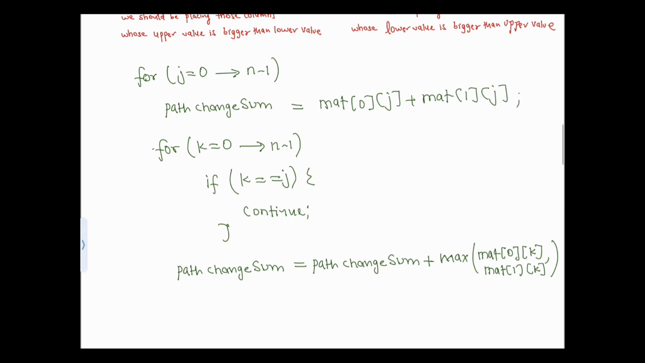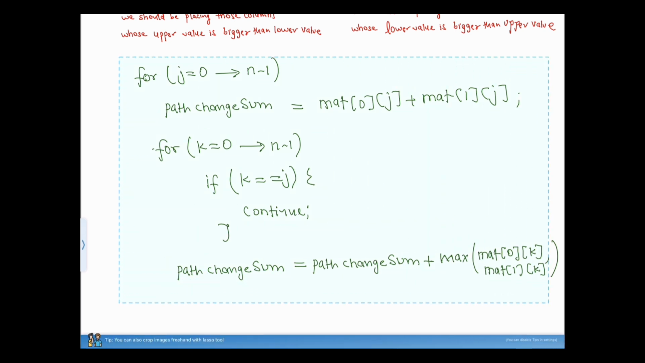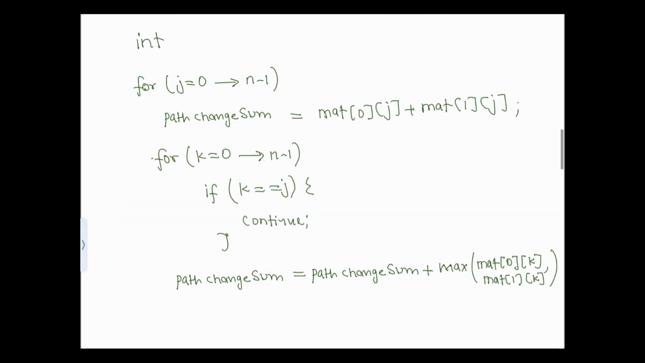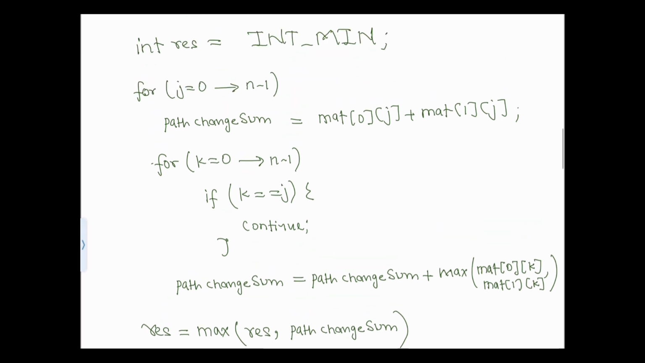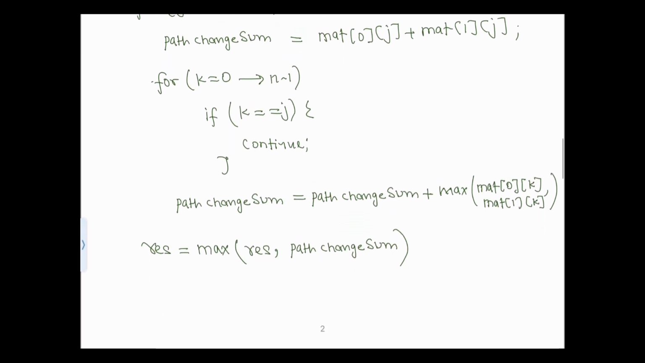Now this is when we assume that this jth column is our path change column. And we keep on doing that by keeping every one of them as our path change column. So here we can initialize our result with a very big negative number. After the looping gets over, we can keep on updating our result. And that's how we can get our answer.